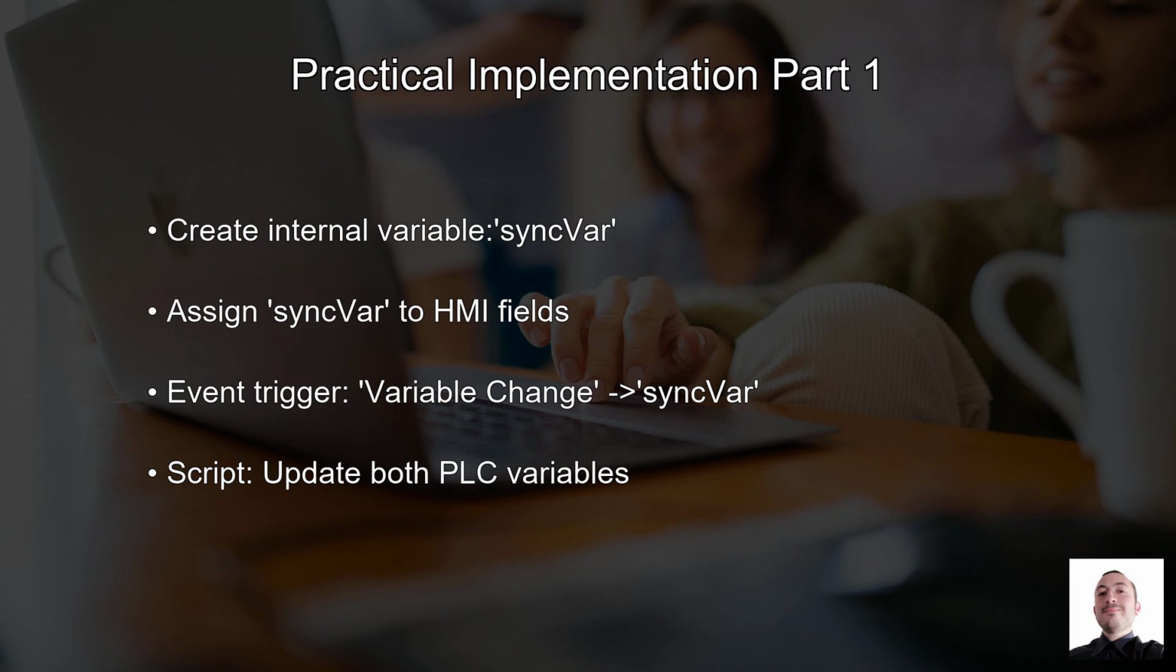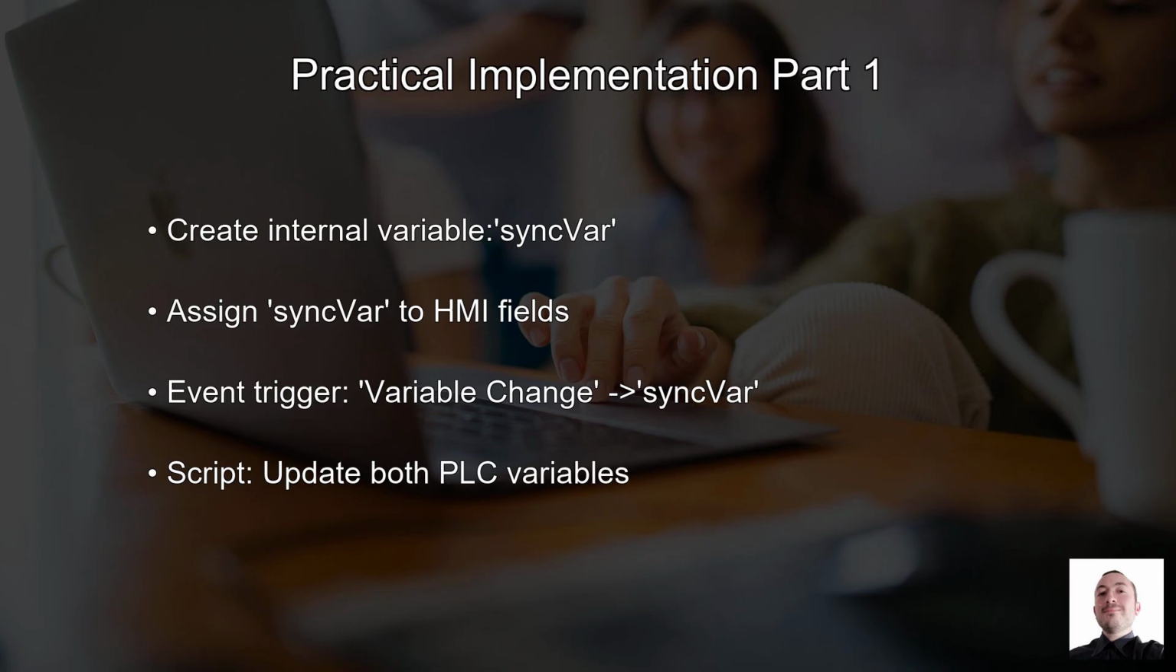Now, let's dive into setting up the internal variable and the event trigger that will synchronize the variables across both PLCs. First, create an internal variable in your KTP700. This variable will serve as a bridge between the two PLCs. Name it something meaningful, like synchvar. Next, assign this internal variable to the fields in your HMI that need to display the synchronized value.